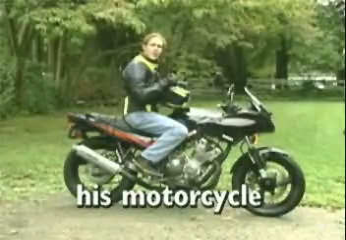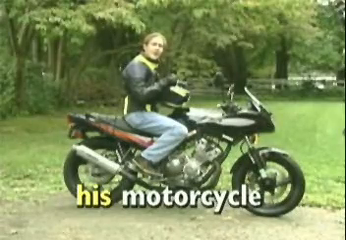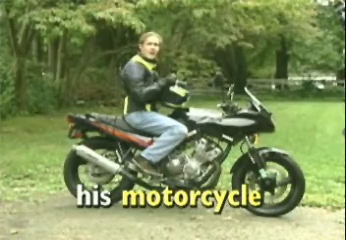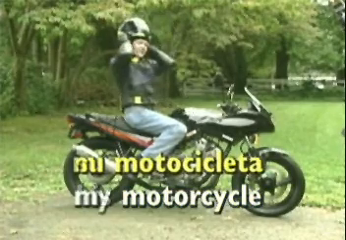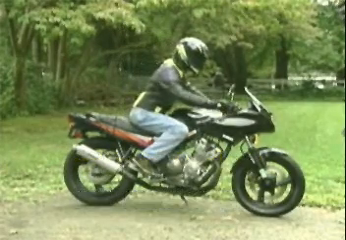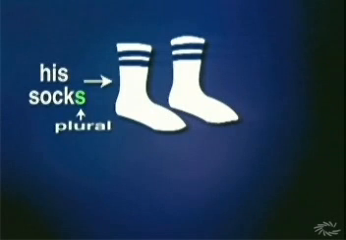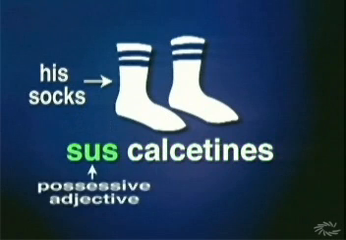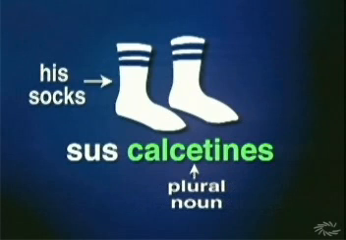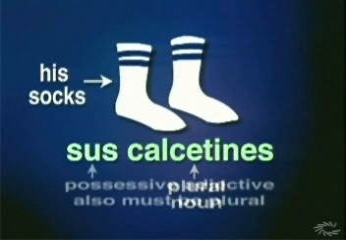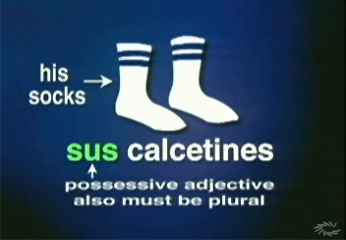If you say his motorcycle, the possessive adjective his modifies the noun motorcycle. In Spanish, his motorcycle would be su motocicleta. Mi motocicleta. So if you're talking about his socks, plural, rather than a single sock, you have to say sus calcetines. The possessive adjective matches the noun it modifies. In this case, the plural noun socks is being modified, so the possessive adjective also must be plural.